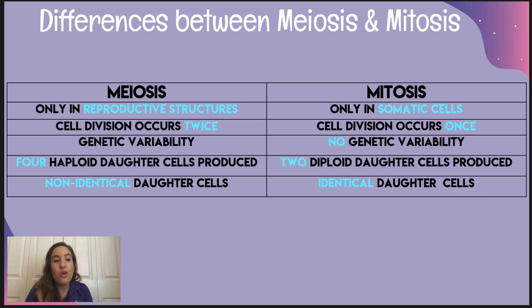In meiosis, 4 haploid daughter cells are produced. In mitosis, 2 diploid daughter cells are produced, identical to the parent cells. And finally, in meiosis, all daughter cells are non-identical, while in mitosis, all daughter cells are identical to the parent cell.